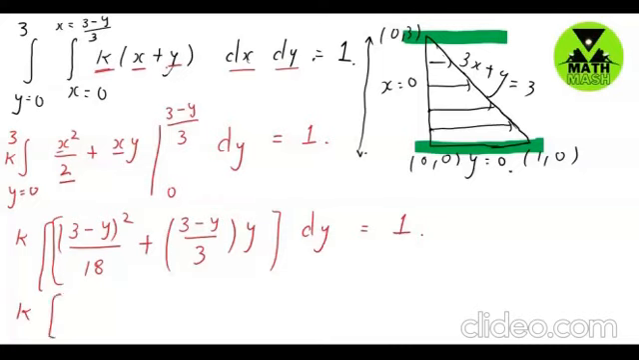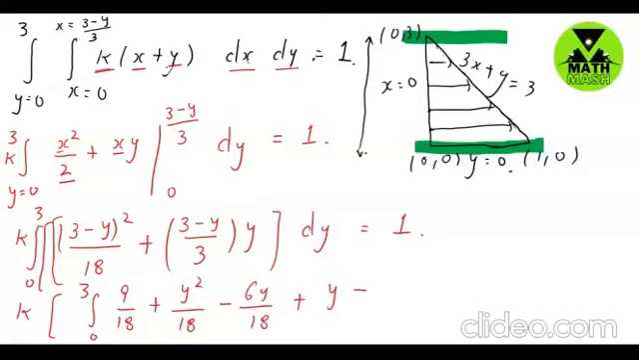Now here we are integrating these terms with respect to y, 0 to 3. So this is 0 to 3, 3 by 18, so this is coming out to be 9 by 18. Then we have y square by 18. Then minus, this is 6y by 18. Then plus, this is simply y, minus, this is minus y square by 3. Integrate with respect to y, and this is equal to 1. So this is 1 by 2. This is 1 by 3.